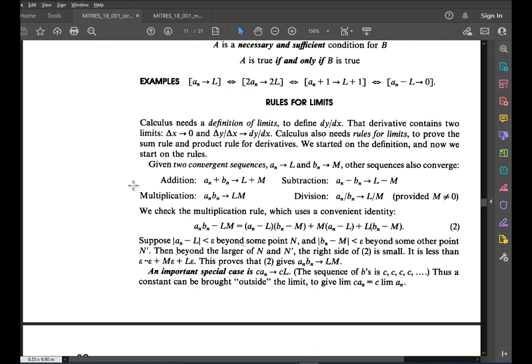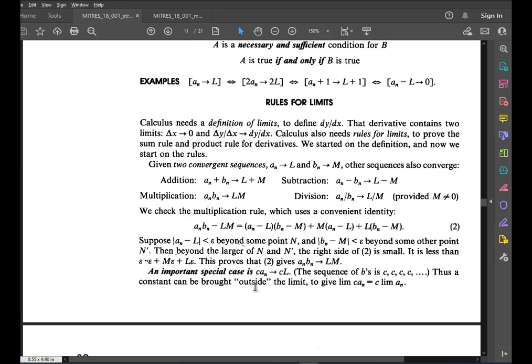Alright, so I finished the previous video with this set of rules for limits. And here we have the addition rule. The sum of two sequences goes to the sum of limits. Subtraction rule, that's just about the same thing. Multiplication rule. And he gives a special case of the multiplication rule when one of them is a constant.